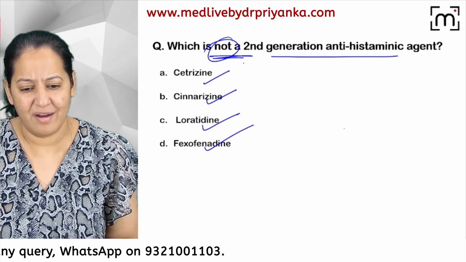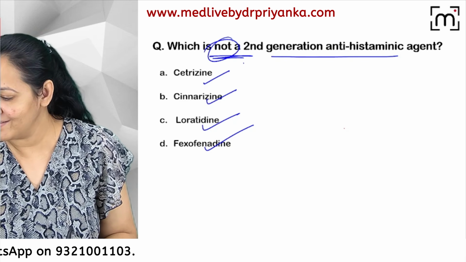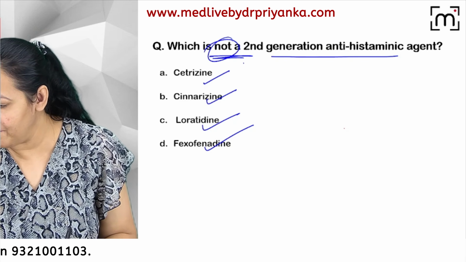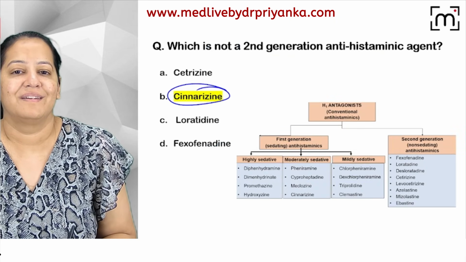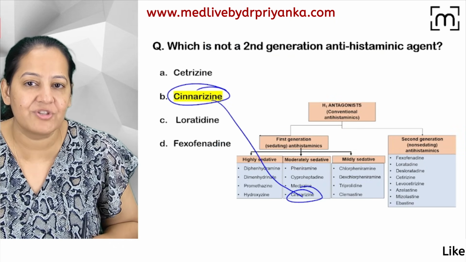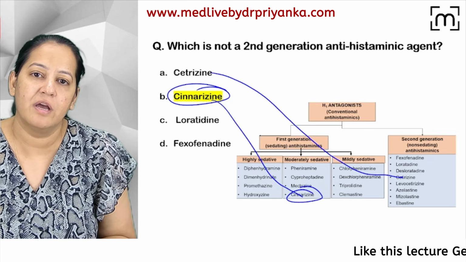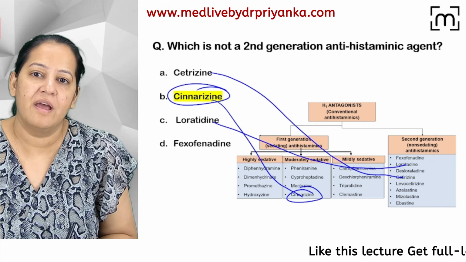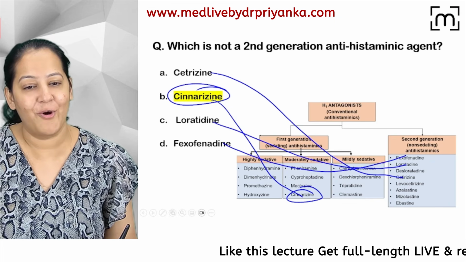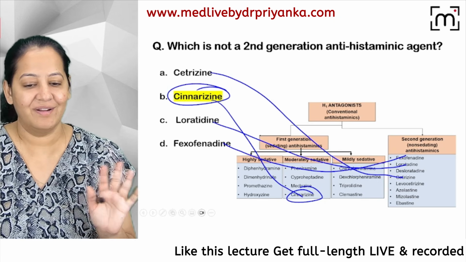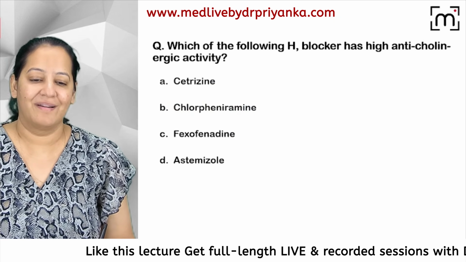I don't know why most of you are wrong. Few of you are right. The correct answer here is B. Divya, Black, and Ankit are first to answer correctly. The correct answer is cinnarizine. You can see this one is coming in the first generation. The remaining are all in the second generation. Cetirizine, loratadine, and fexofenadine are all in the second generation. Why are you people wrong? You have to learn this classification, Kanu.